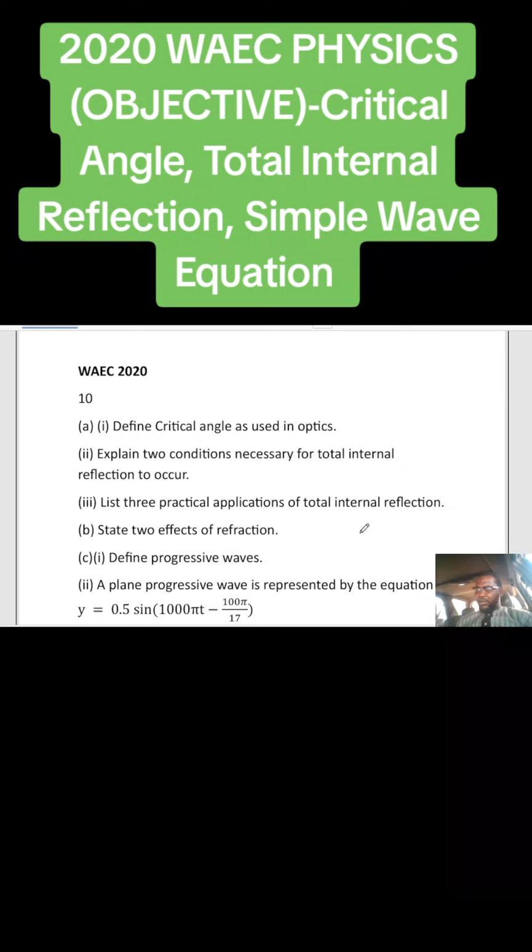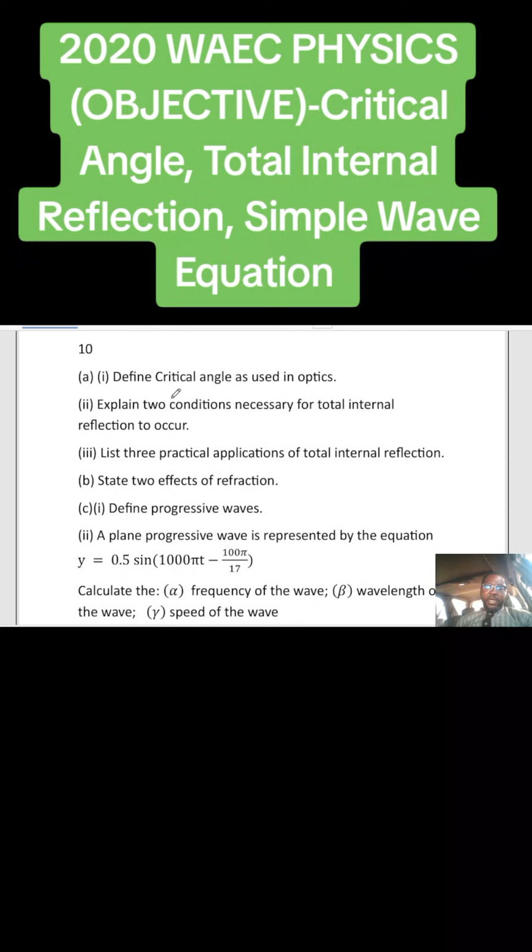This is number 10 question. Now here we are asked to define critical angle. 10AI, define critical angle as used in optics. Okay, critical angle is simply an angle of incidence that gives a refracted angle of 90 degrees.